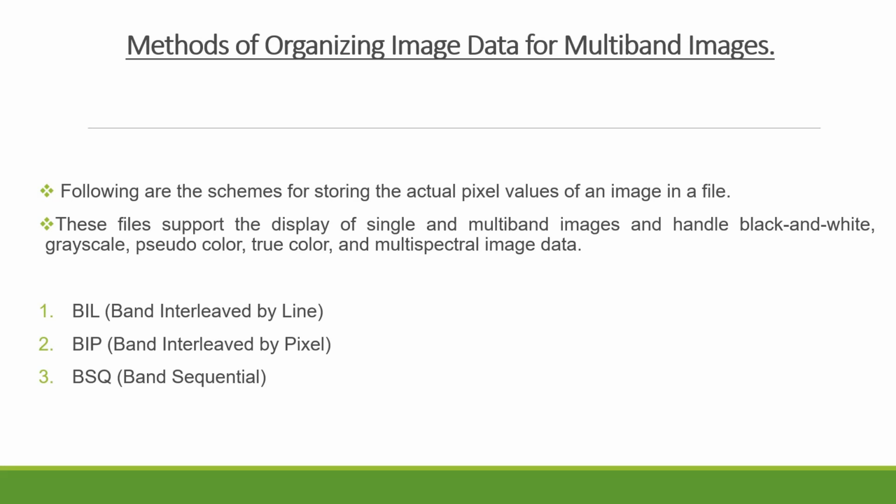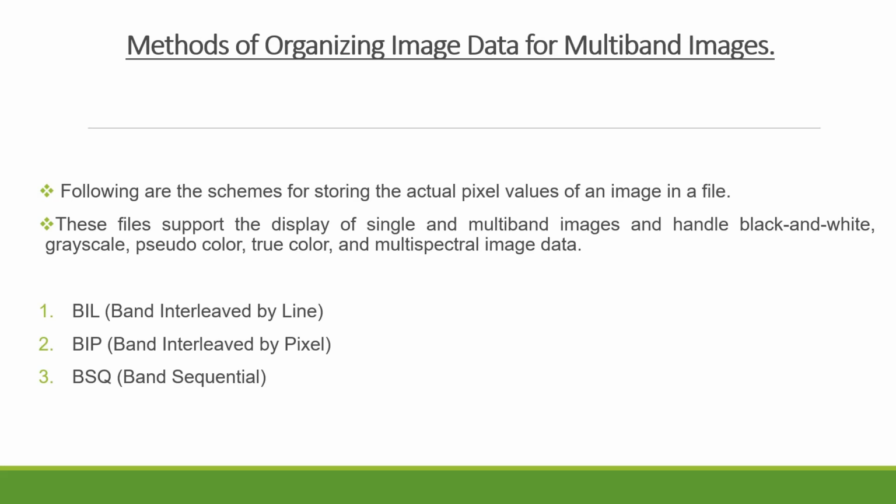Hello everyone. So today in this session, as we have said earlier, we are going to discuss how we organize the image data that we capture or gather from multiband images. Multiband images are basically those images which are composed of more than two bands, like green, blue, red, NIR, etc. So how do we organize the data for these images?